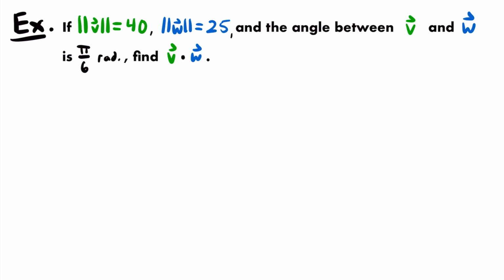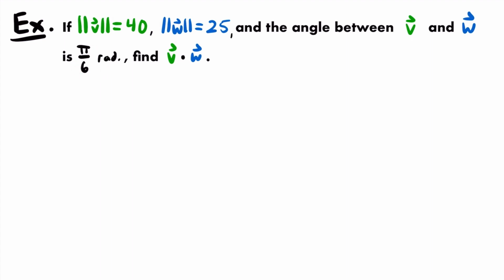Typically when we calculate a dot product, we take the sum of the product of the corresponding components. We take the product of the x components, add that to the product of the y components, and then if our vectors are in 3D, we add the product of the z components. But in this case, we don't know any of the components of vector v and vector w. All we know are the magnitudes of those vectors and the angle between them.